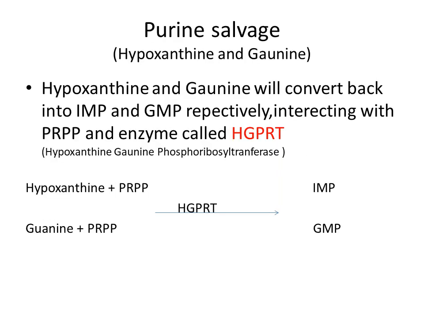The second part is purine salvage, specifically of hypoxanthine and guanine. Hypoxanthine and guanine will convert back into IMP and GMP respectively, interacting with PRPP and an enzyme called HGPRT, which is hypoxanthine guanine phosphoribosyl transferase. Here you can see the reaction where hypoxanthine and guanine interact with PRPP and HGPRT, making IMP and GMP.